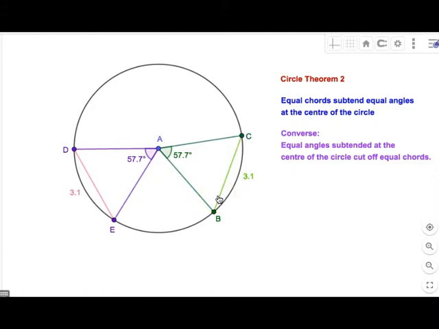Okay, so just writing that in. As you can see, if I change the length of the chord, the angle at the center is different. Remember there's some rounding here, so I sort of have to get it the same.